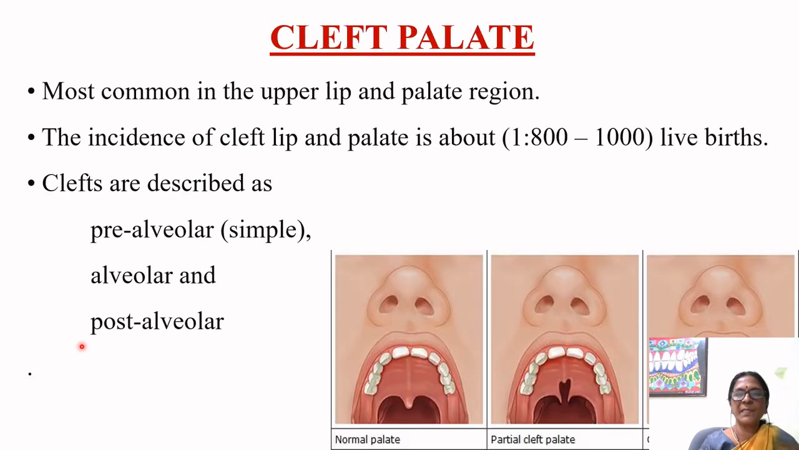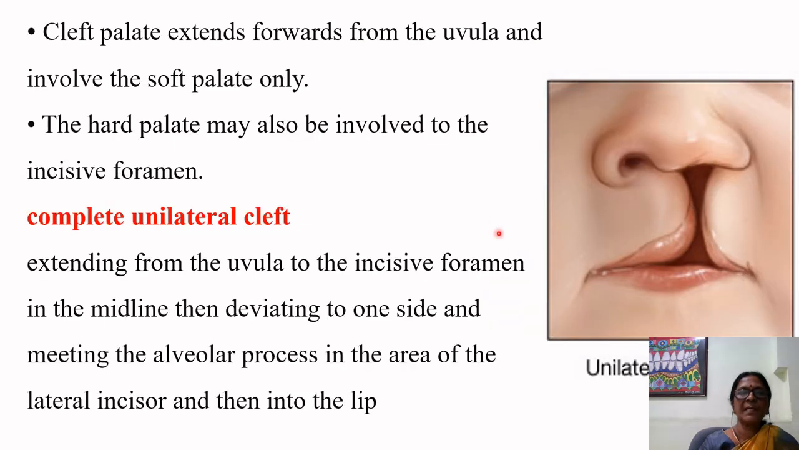Cleft is most common in the upper lip and palate region. The incidence of cleft lip and palate is about 1:800 to 1000 live births. They are described as pre-alveolar, alveolar and post-alveolar. Cleft palate extends forwards from the uvula and involves the soft palate only sometimes. The hard palate may also be involved up to the incisive foramen.